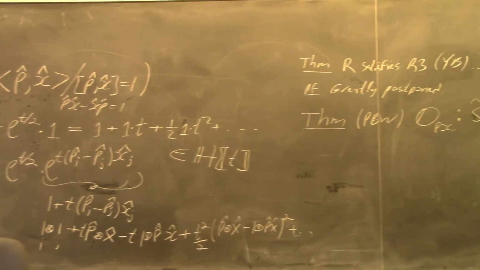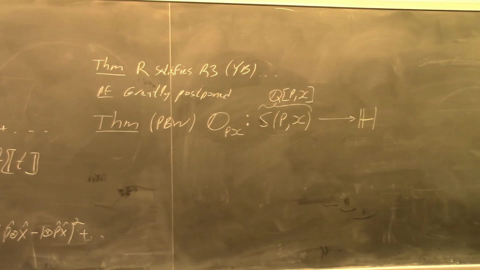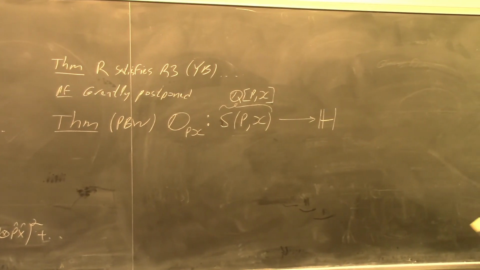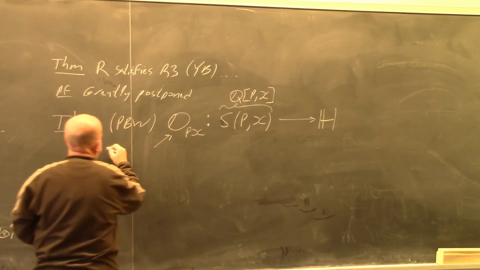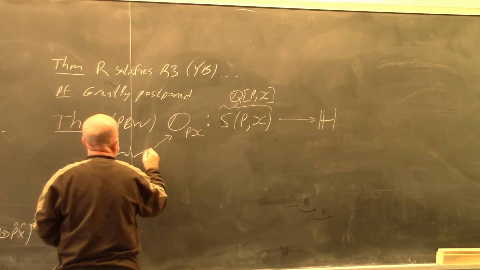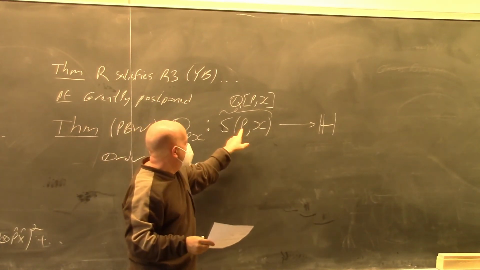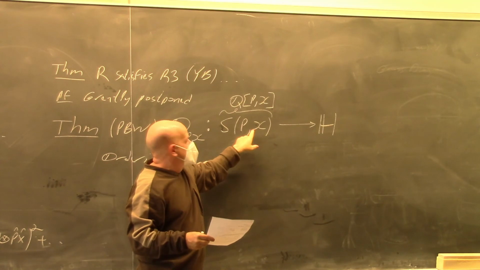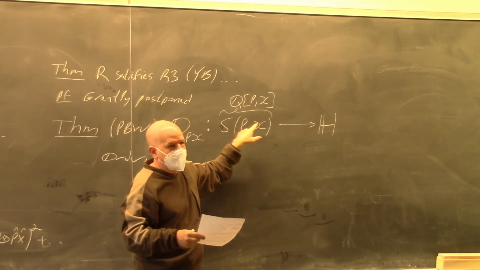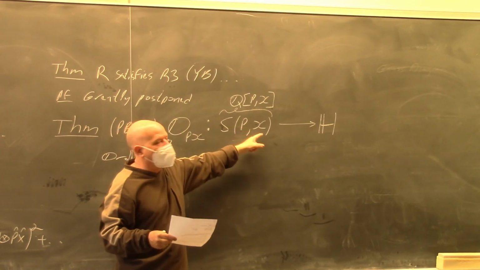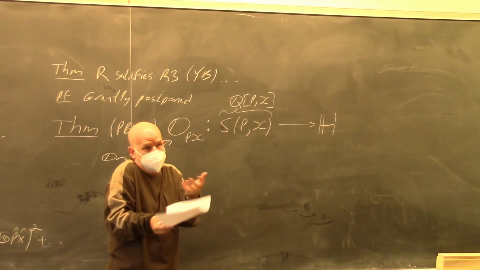So this map is the map which maps. The O here stands for ordering. So it's the map which takes products of P and X's, and a priori the P and X's are not ordered. It's a commutative algebra.